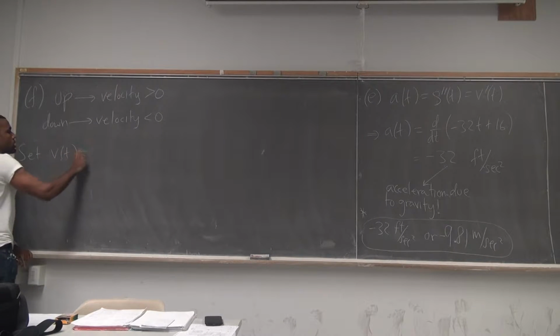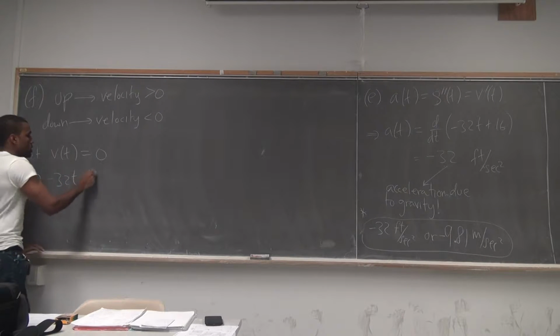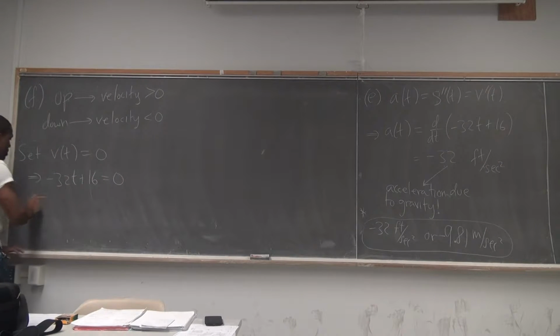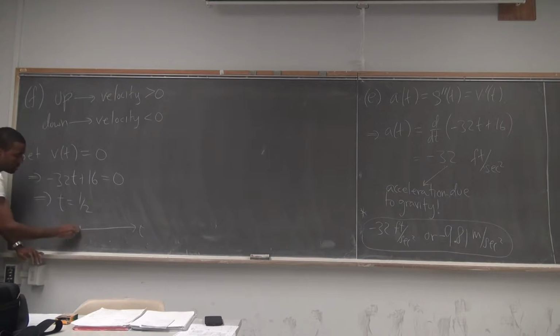So I set v of t equal to 0. This means that minus 32t plus 16 is equal to 0. This means t is equal to a half. Right? So now what we do is on the timeline, set t equals to a half. Obviously, for us, time less than 0 doesn't make any sense, so we're stopping there. And so I can just plug in a number over here, so like a quarter, or 0.25.